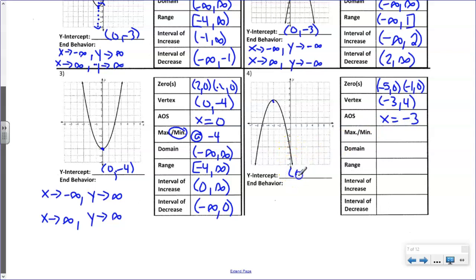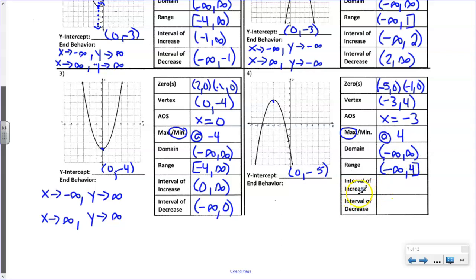Y-intercept, 0, negative 5. Is this going to be a max? Is it a high point or a low point? It's a high point, so it's a max. And remember how high it goes? So that's going to be at 4. Or you can list the vertex. Domain, all real numbers, negative infinity to positive infinity. Our range, bottom to top, negative infinity till it hits that 4. So negative infinity to 4.